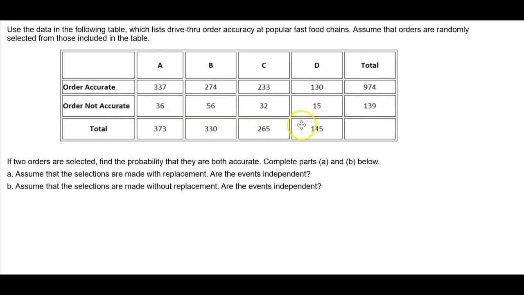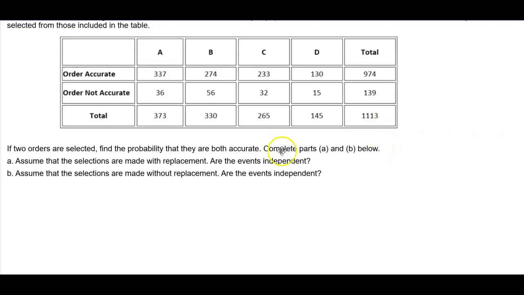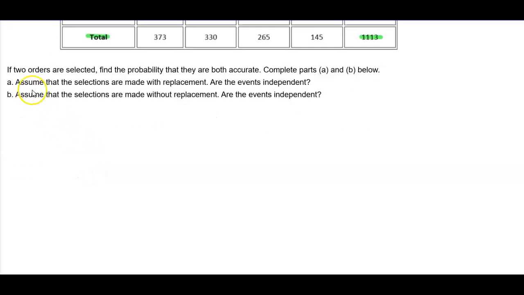And if we want to find the total overall, we can either add the column here in the total or the total row, and that's going to give us the amount of 1,113. Now the question states, if two orders are selected, find the probability that they are both accurate, and then complete parts A and B below. So if we're looking at the order of accurate, that means there's 974 that's total for the order of accurate, and the total amount is 1,113. So the first part is, assume that the selections are made with replacement.